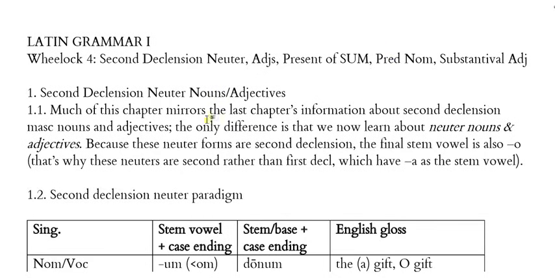A lot of what's in this chapter mirrors the last chapter's information about second declension masculine nouns and adjectives, but the difference here is that we're dealing with neuter nouns and adjectives. Because the neuter forms we're looking at are second declension, the final stem vowel is going to be O, and so that's why these neuters are second declension rather than first declension. Recall first declension nouns have a stem vowel that ends with an A. So these are like the masculine nouns, they have an O stem vowel. Sometimes that O becomes a U, and sometimes the O is obscured, and we're going to see that here.